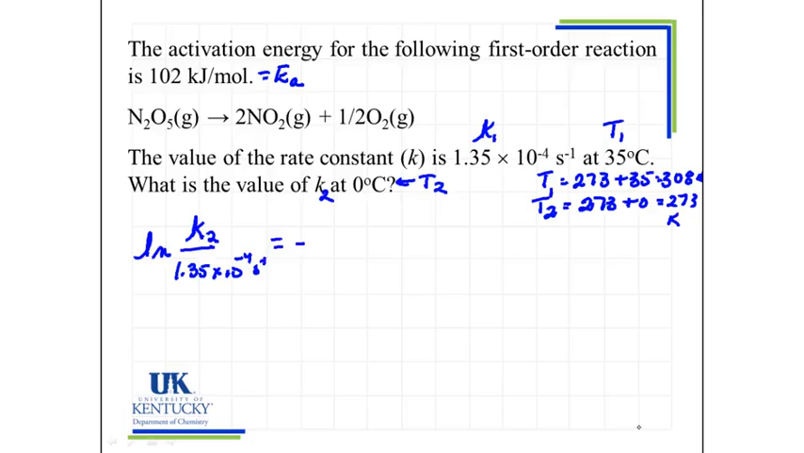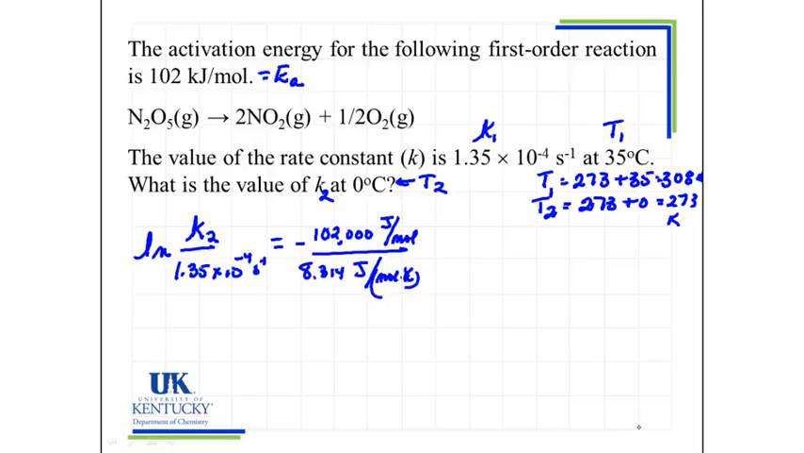Now here's where you've got to watch the energy units. I'm going to convert my kilojoules per mole to joules per mole. That would be 1,000 more, so 102,000 joules per mole is my activation energy. My R is 8.314 joules per mole times Kelvin, both of those in the denominator.